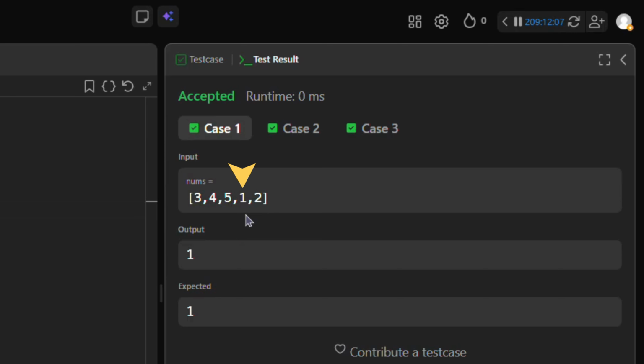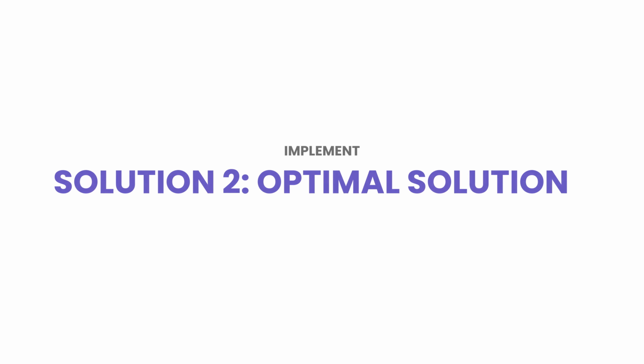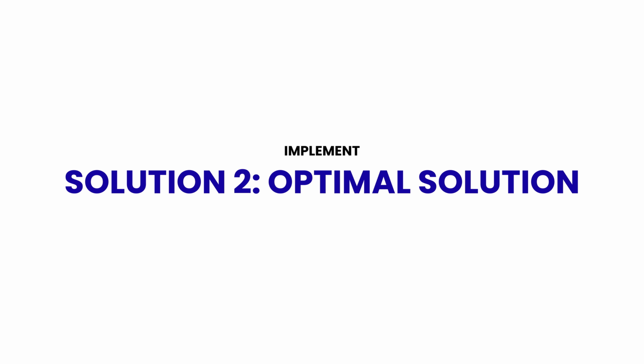This is the point where the array wraps around. After that, it goes back up to 2. That drop from 5 down to 1 is exactly what signals the minimum element in a rotated sorted array. So the correct answer is 1. The output is 1, and the expected value is also 1, confirming the function correctly identifies the minimum in a rotated sorted array. Now let's try another implementation approach using solution 2.